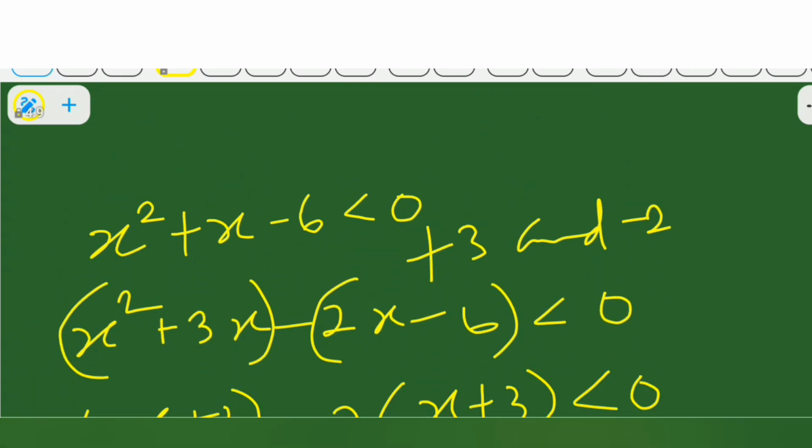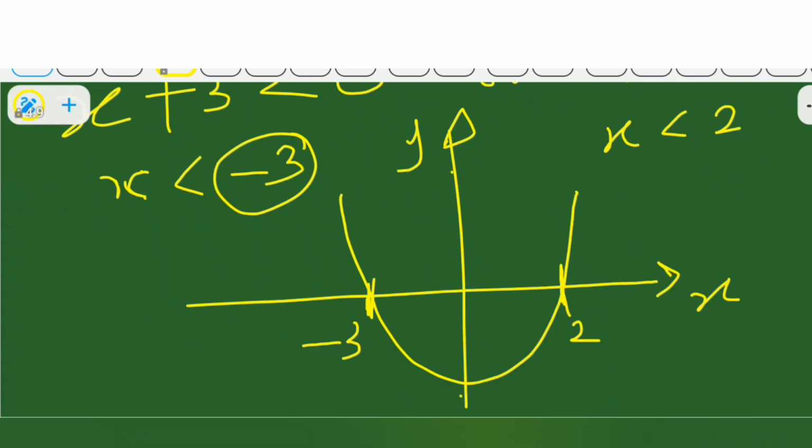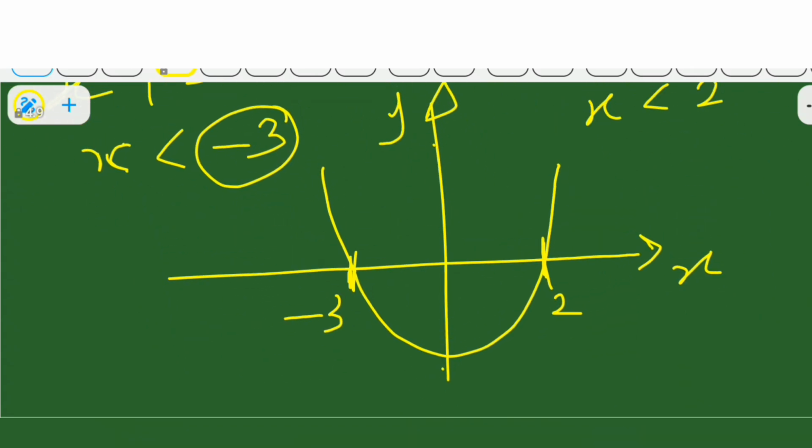Anytime they're asking for less than 0, it means they're asking you for which part of this graph is sagging like this, which part of it is doing this sag, this U shape like this, under the x-axis, everything under, not above here. They don't want you to check here. They want you to check from which part, from here to this part, which region is the part of the graph under the x-axis, like this, under the x-axis.